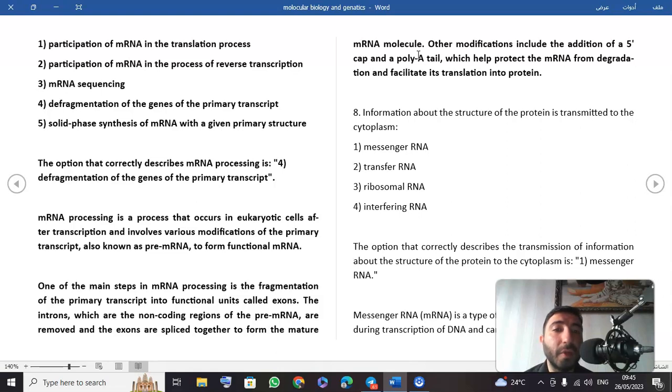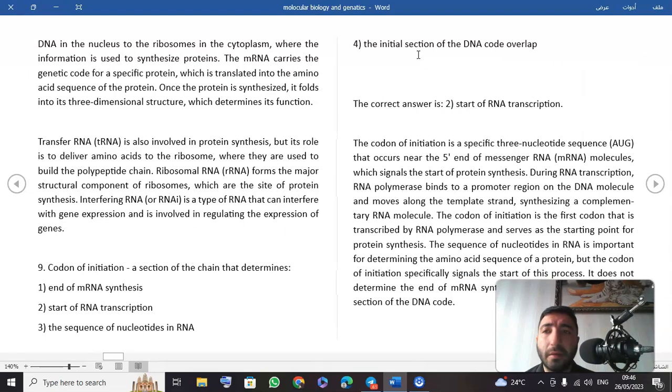Question number 8. Information about the structure of protein is transmitted to the cytoplasm by... The option that correctly describes the transmission of information about the structure of protein to the cytoplasm is number A, or number 1, messenger RNA. And I have also written why we choose this one. Codon of initiation, a section of the chain that determines... the correct answer is number 2, start of RNA transcription.